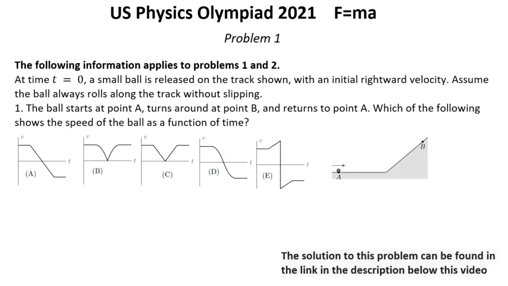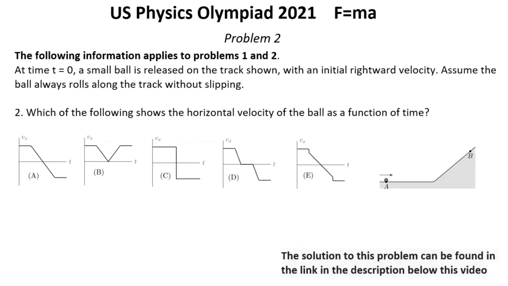Solution. The speed starts uniform, then uniformly decreases to 0 as the ball goes up the slope, and is instantaneously 0 when the ball is at point B. Then the ball speeds up again as it goes down the slope in the negative direction, and returns to point A with the same speed it started with. So that's corresponding to graph A, and this is the correct answer for problem number 1, and that was the solution for problem number 1.